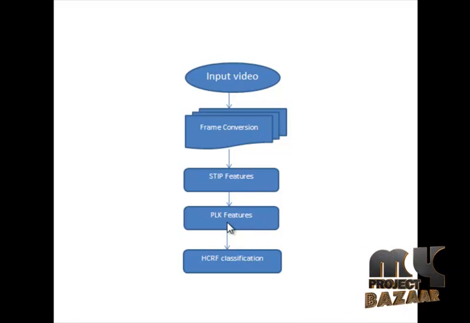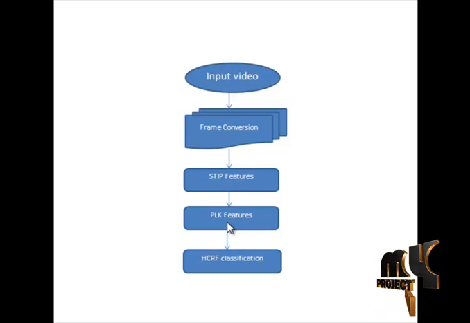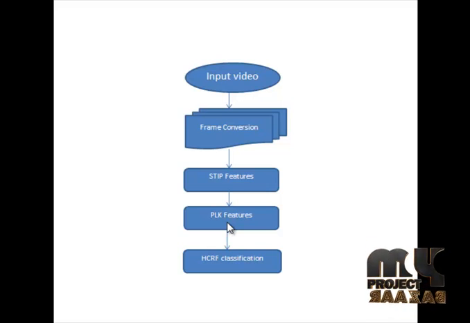After that, it will go to the PLK features. It assumes that the flow is essentially constant in a local neighborhood of the pixel under consideration and solves the basic optical flow equations for all the pixels in that neighborhood by the least square criterion. By combining information from several nearby pixels, the Lucas-Kanade method can often resolve the inherent ambiguity of the optical flow equations. After the PLK feature, it will go to the HCRF classification.